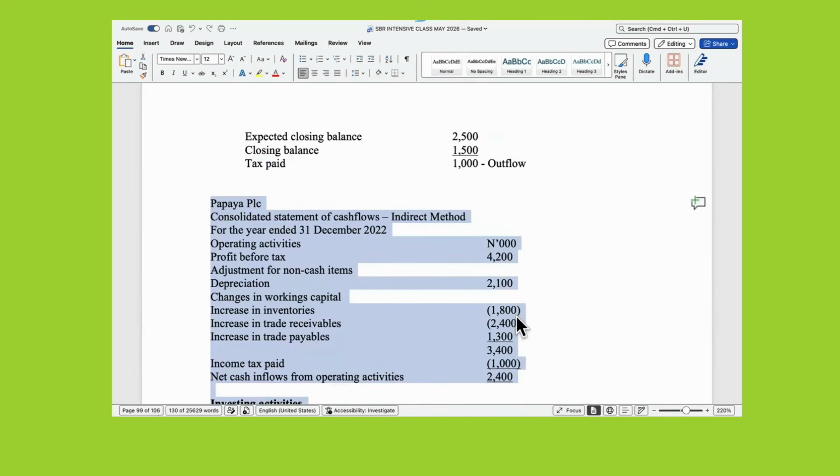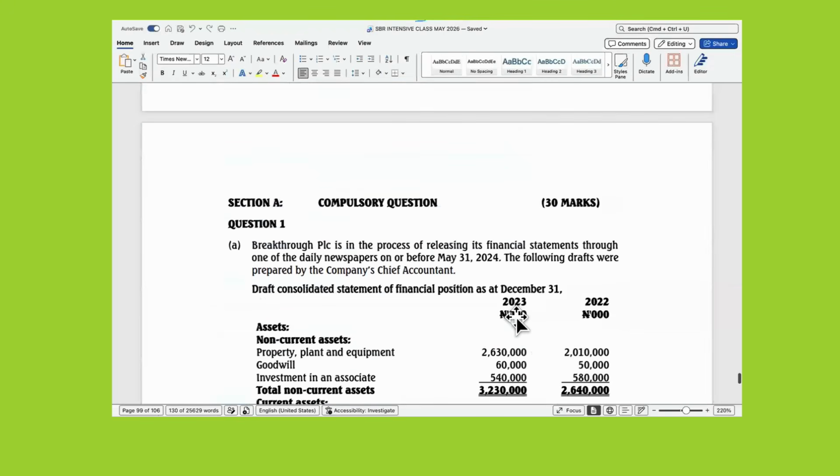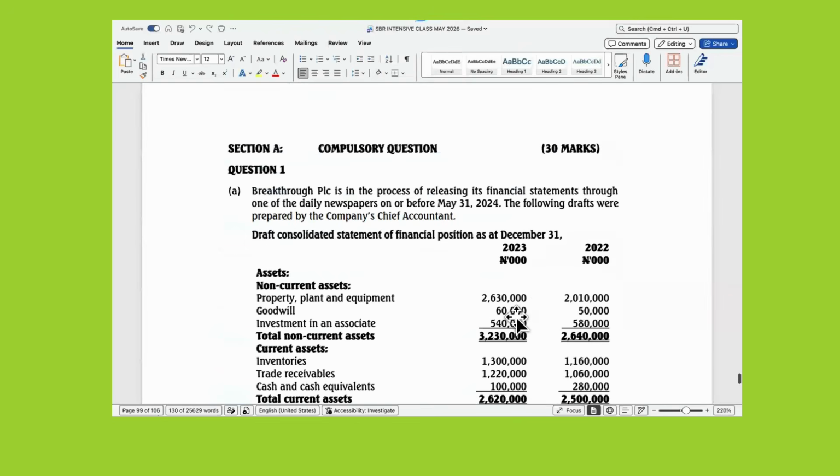Go and resolve these questions and use this method. As soon as I finish this one, I will send you another question on cash flow for you to go and practice again using this method. Get used to it. It maximizes your marks in the exam. Okay, sir. Thank you, sir. Any other questions? Yes, sir.